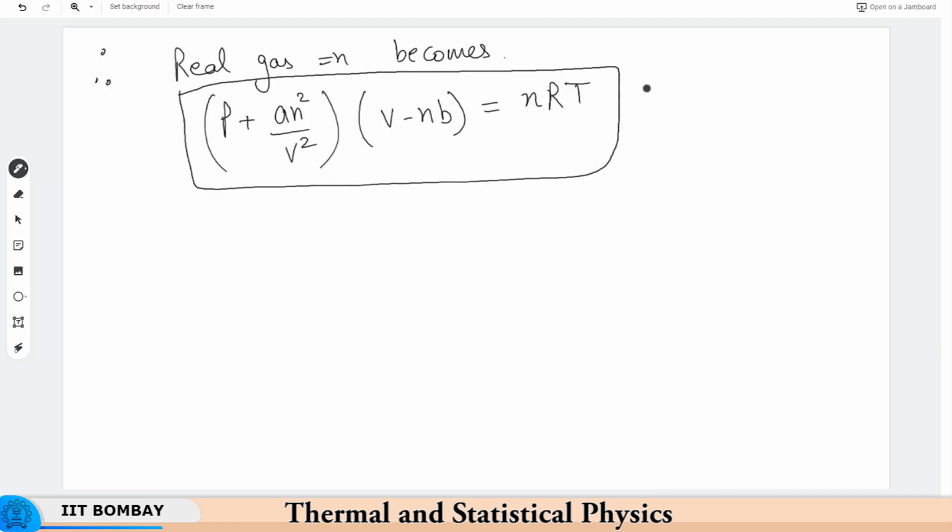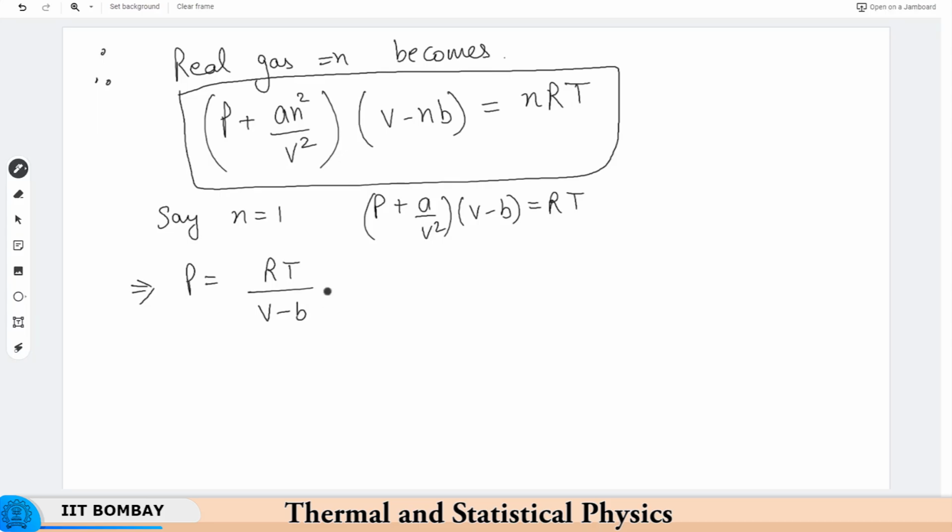Okay, so let us see how it looks. So say n is 1. For simplicity, let's assume that we have 1 mole of gas. So therefore we can just write P plus a by V squared times V minus b equals RT. And from this equation we can write down the expression for pressure, which is as follows. So this is basically pressure as a function of volume.